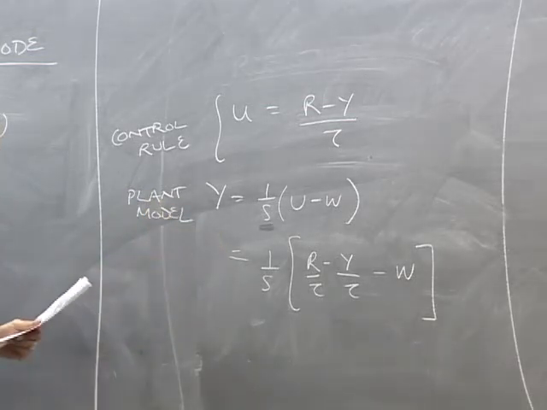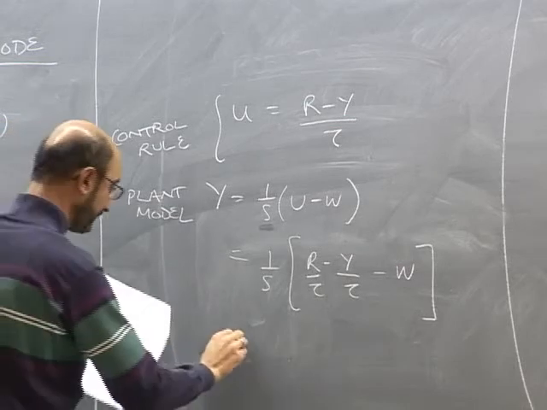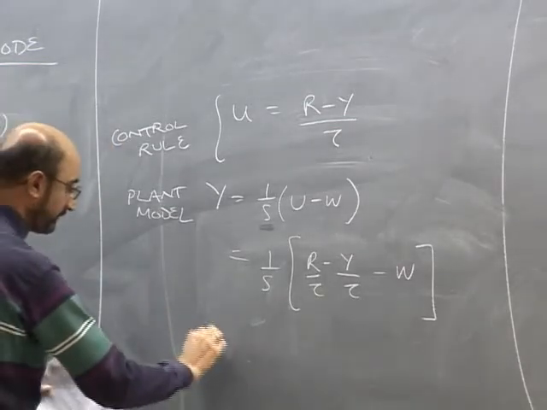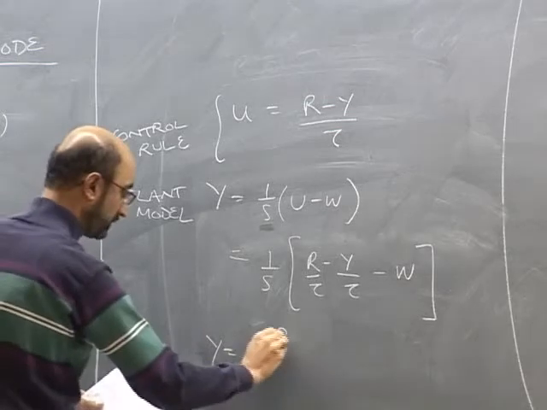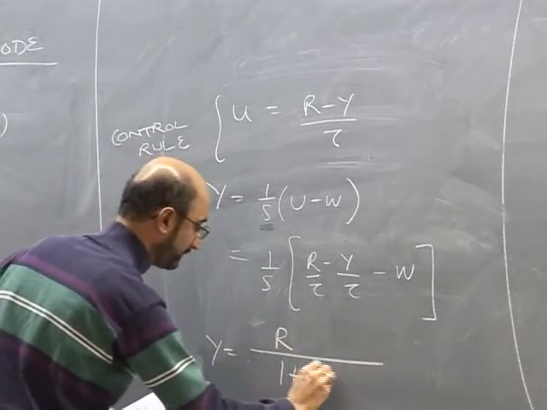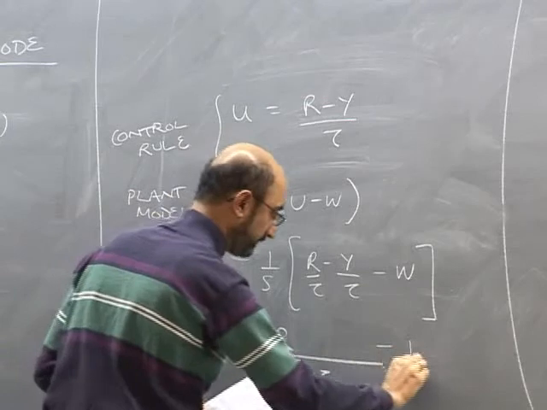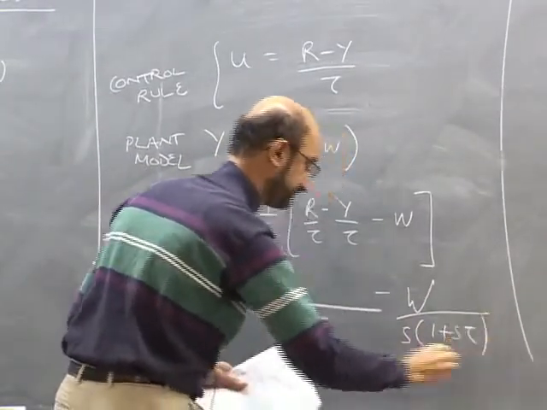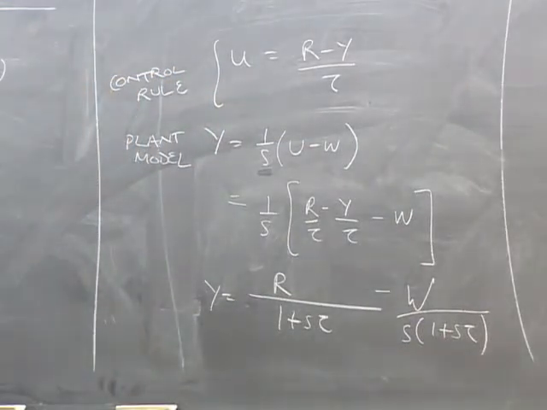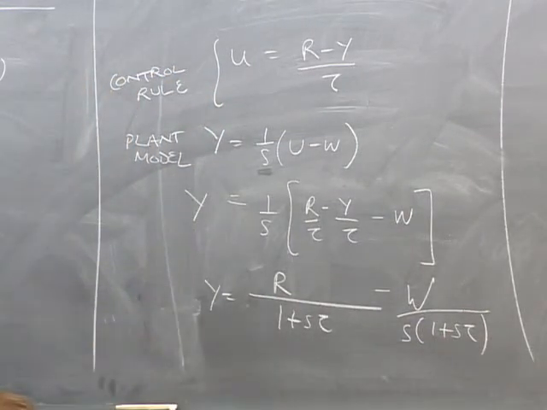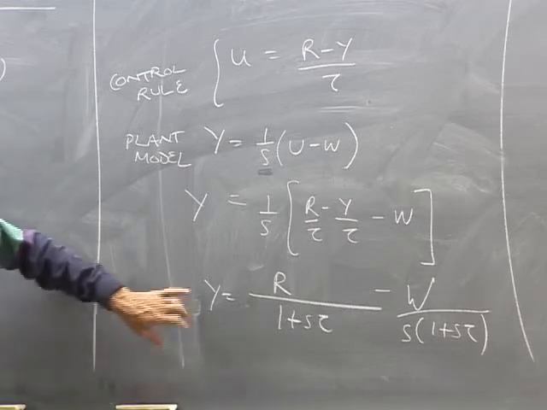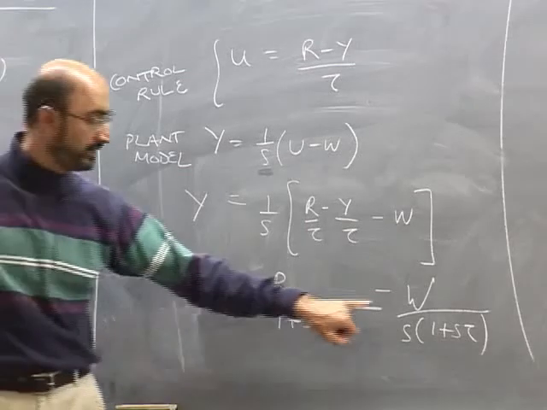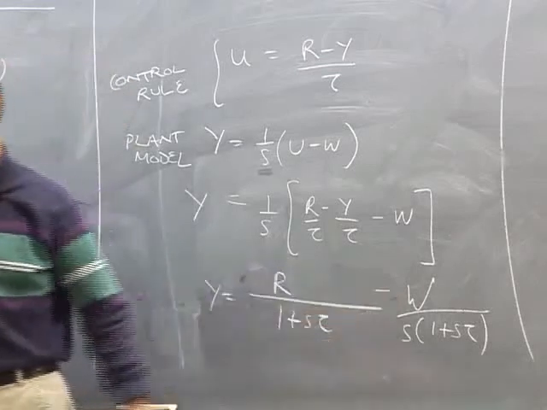And then we're just substituting over here, and we rearrange this, and it's easy to show. You can rearrange this to get y equals r over 1 plus s tau minus w over s times 1 plus s tau. This is just rearranging this equation. So we now have the output as a function of the command r and as a function of the disturbance w.